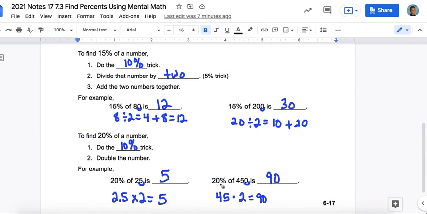Now, some of you know that 20% is a fifth of 100%. So you could also divide this by 5. 450 divided by 5 is 90, and 25 divided by 5 is 5. Or you can simply use the 10% trick and just double it.